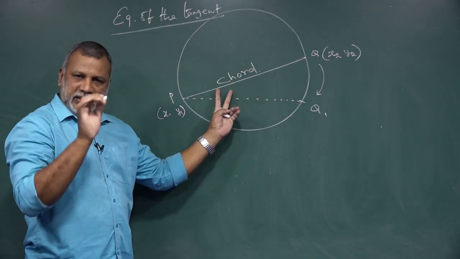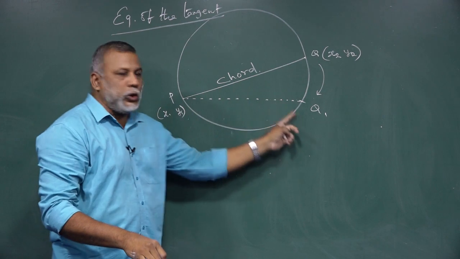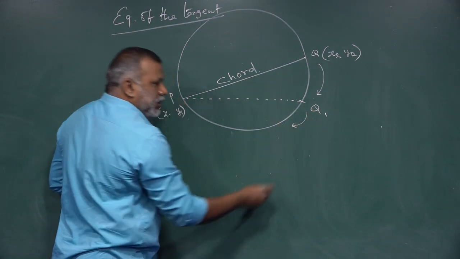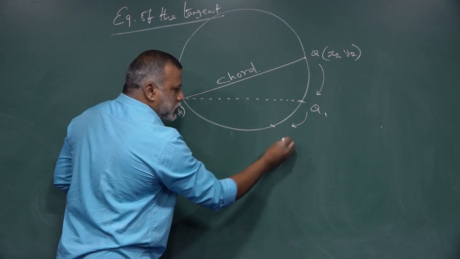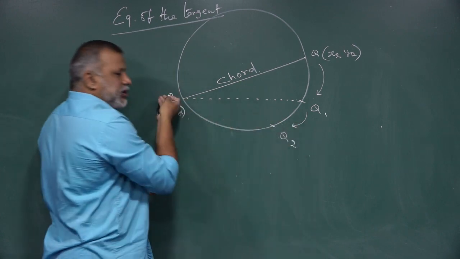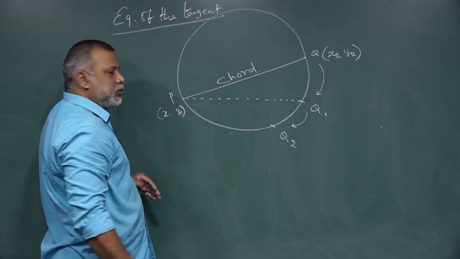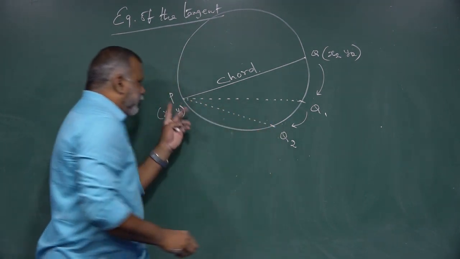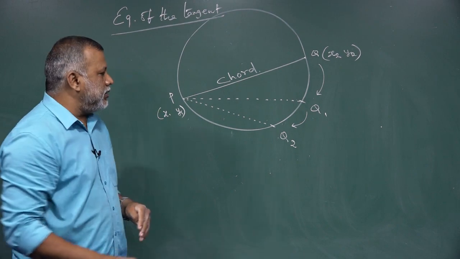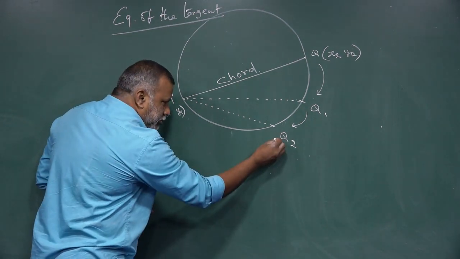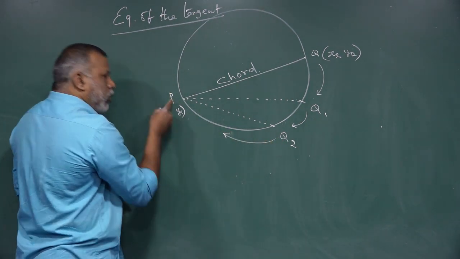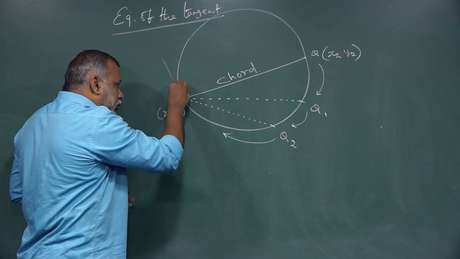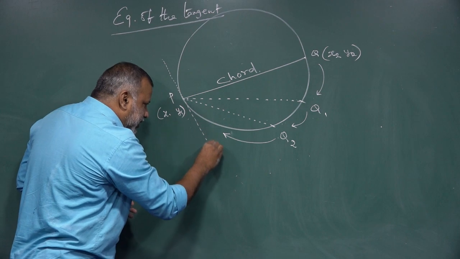Now PQ is initially a chord, PQ1 is also a chord. Now again this point Q1 moves towards this point P. Now it becomes Q2. Now you can join this one. PQ2 is also a chord. Finally, this point Q coincides with P. Then we are able to get a tangent.